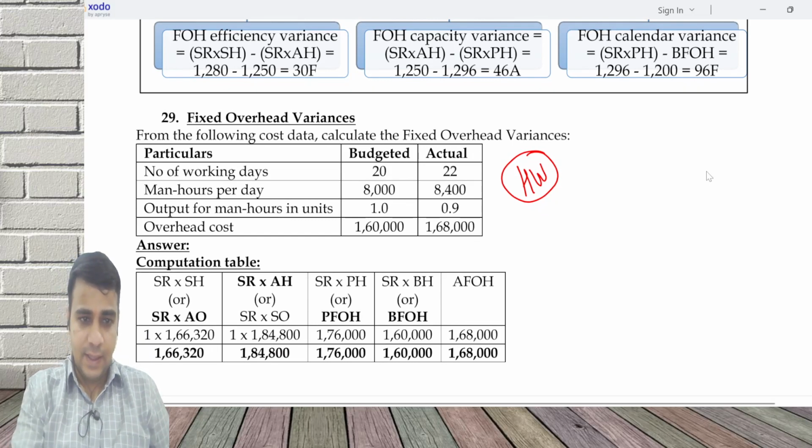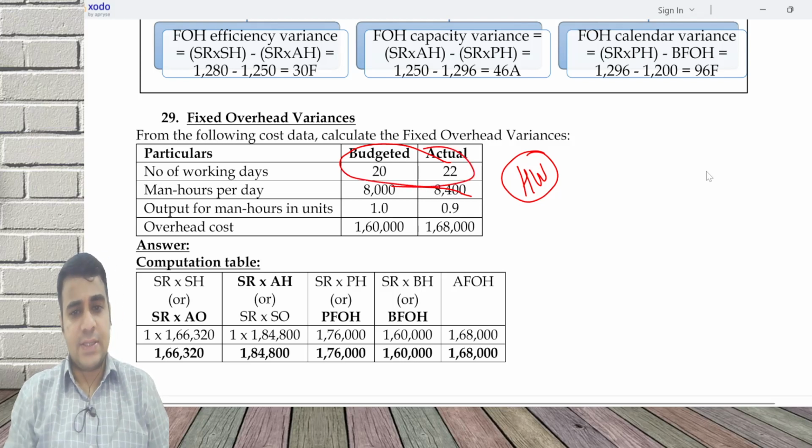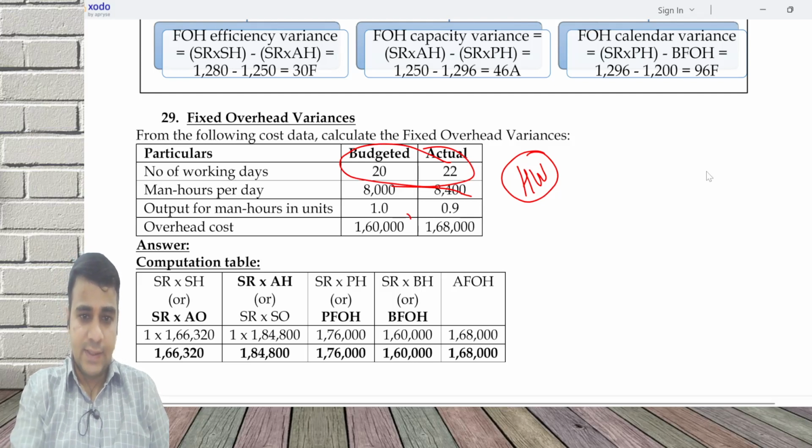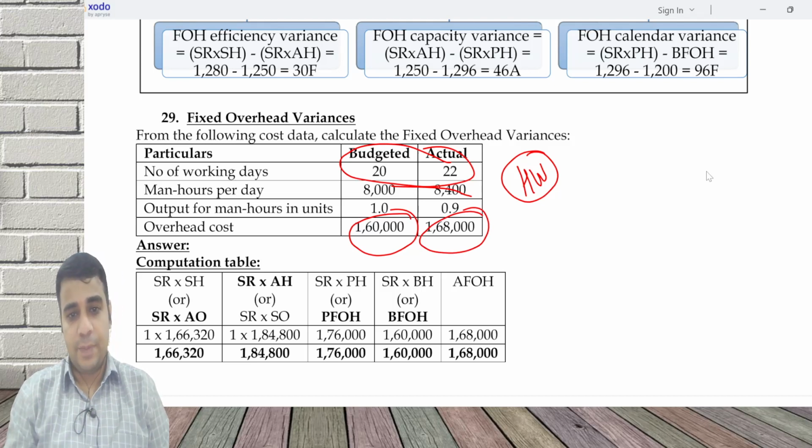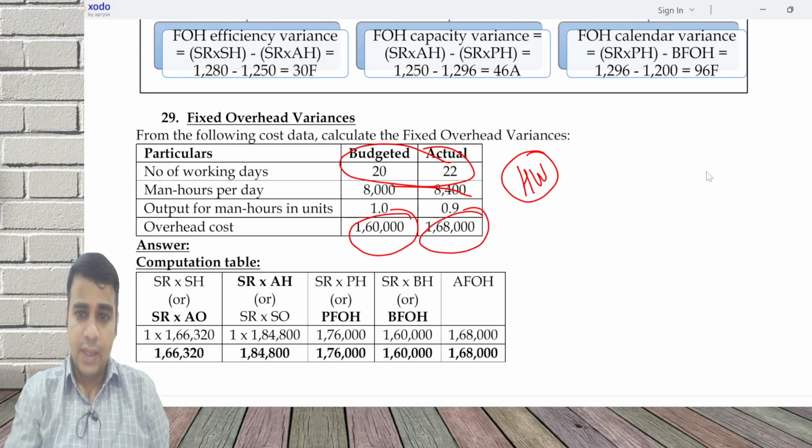The question is clearly given, with actual days as well as budgeted days. So this is a problem with calendar variance. In that, this is BFOH, this is AFOH, SR into SH, SR into AH, and SR into PH. These are the three things we need to complete.